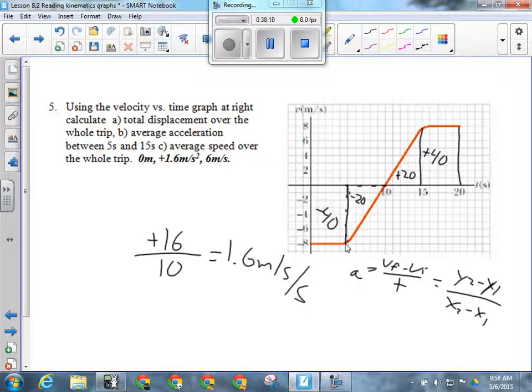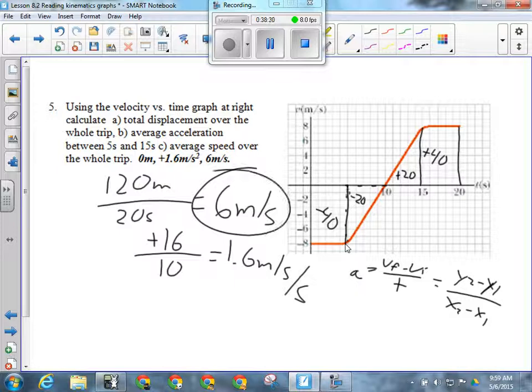And then average speed over the whole trip. How do I calculate average speed? Total distance over total time. So 60 plus 60 is 120 meters divided by 20 seconds gives me 6 meters per second for an average speed over the whole trip.